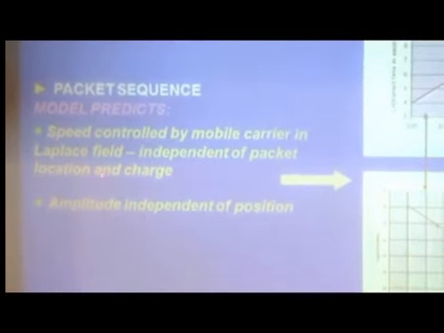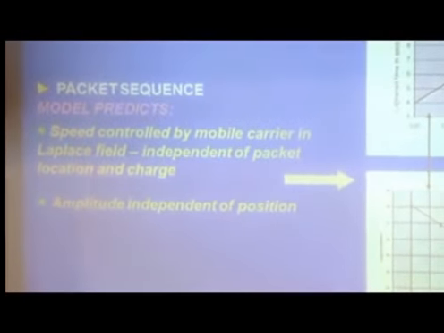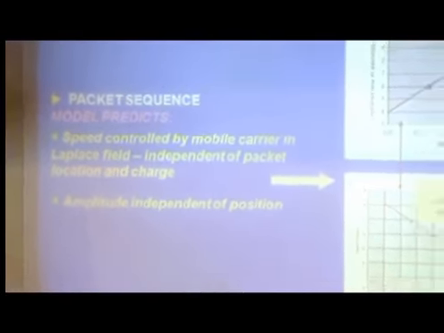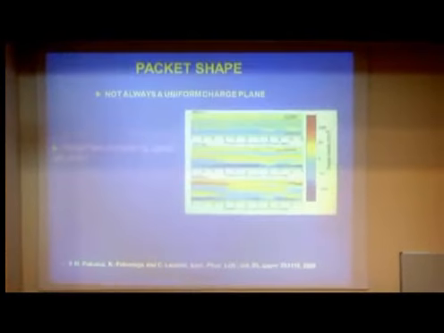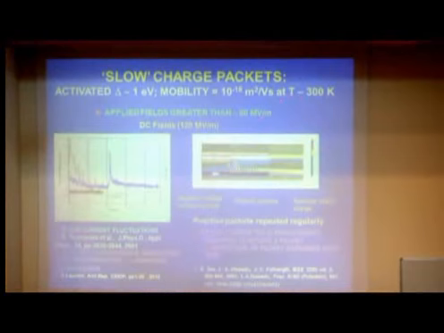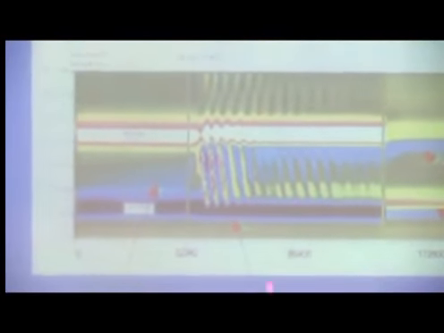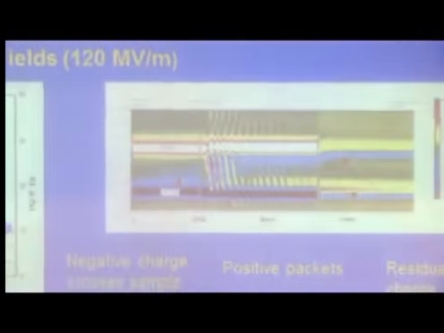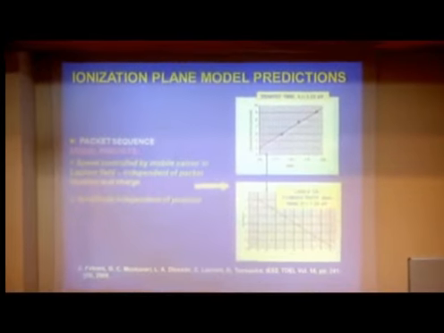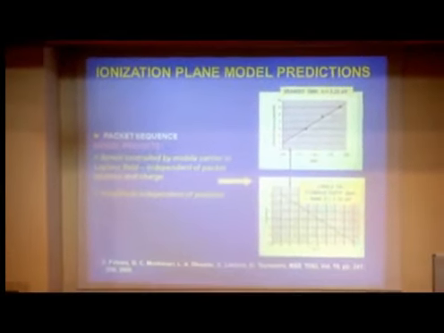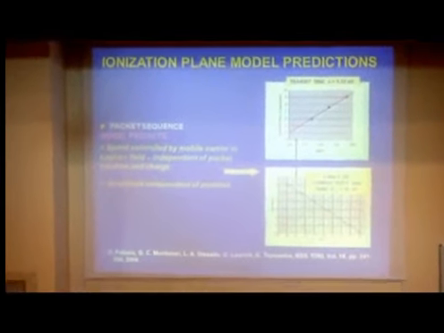So it's independent of packet charge and location. In other words, there should be no change in the speed of the packet, just as we see here. The speed of the packet is the same as it crosses the material. It's the same when you've got much less charge in there. The amplitude should be independent of position.